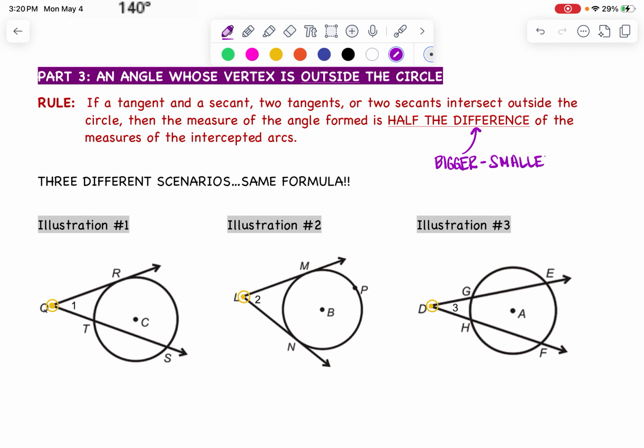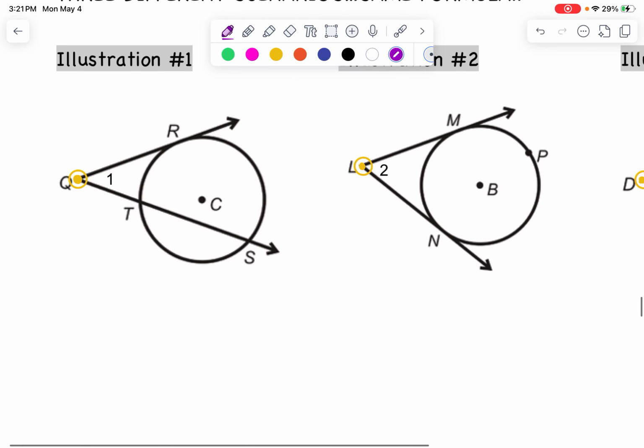I'll write that down though. Bigger minus smaller arc. And that should be kind of common sense, right? I can't have a negative angle measurement outside my circle. So I have to do bigger arc minus smaller arc. Okay, so basically, here's what that's going to look like.